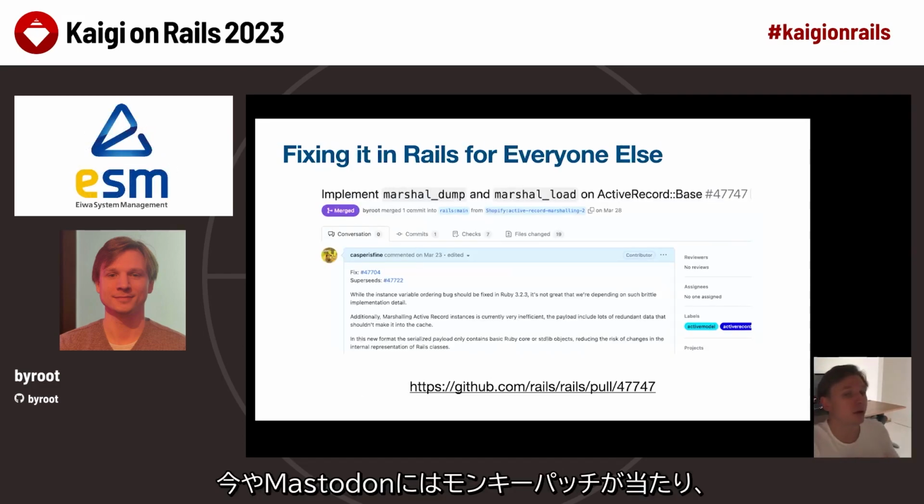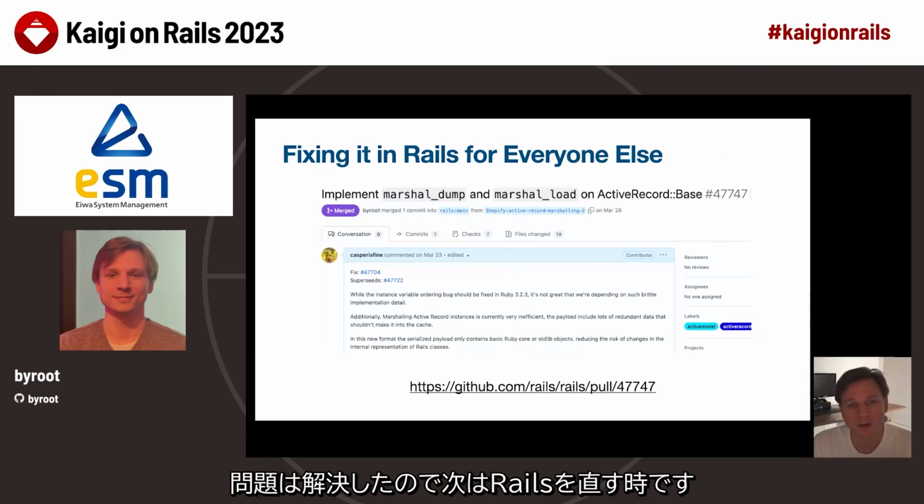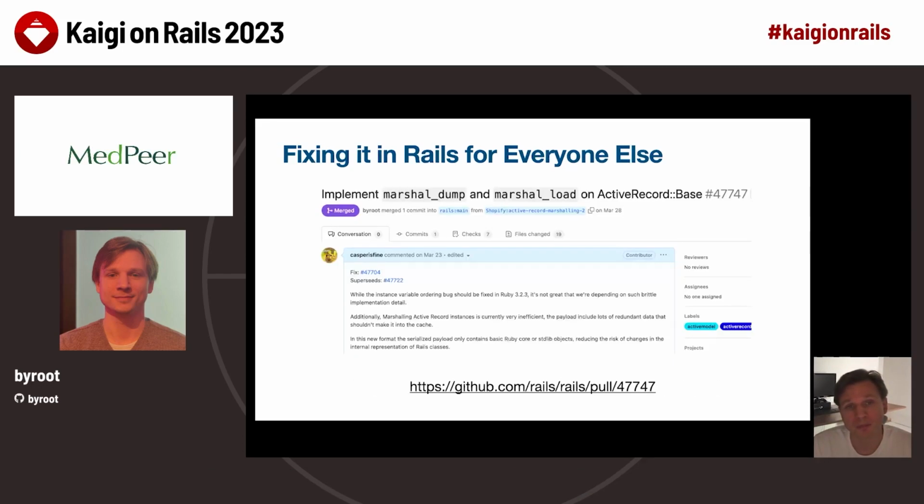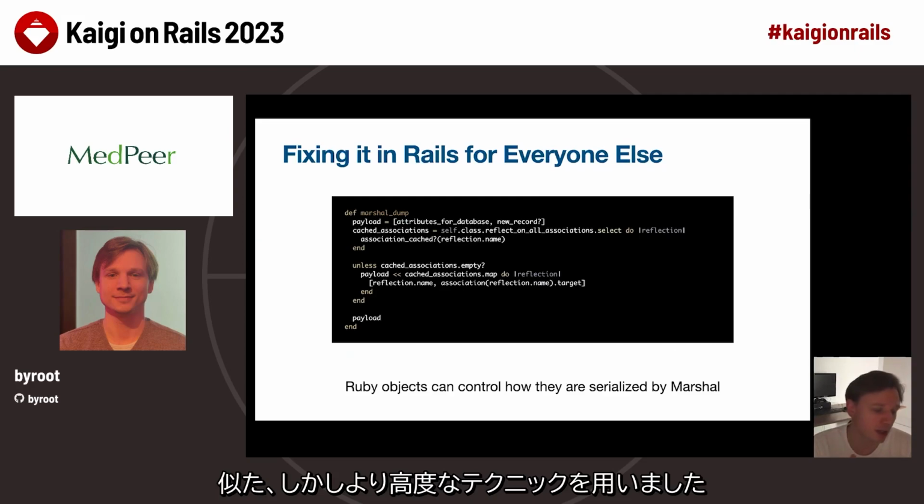And now that Mastodon had a monkey patch and we're happy with it, it was time to fix Rails so that other apps don't hit the same bug. I applied a similar technique, but a bit more advanced.